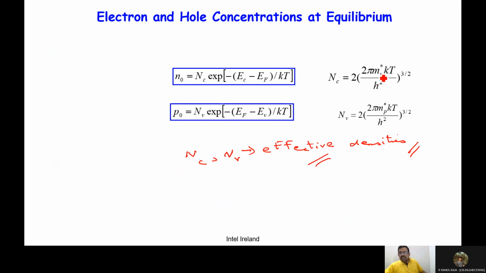When people talk about effective density of a semiconductor, I will give you some gist of this. There is a term called Mn star, and there is something called Mp star. What does the star mean? Mn star means the effective mass of an electron. It is not the rest mass, because the electron is moving through the crystal.